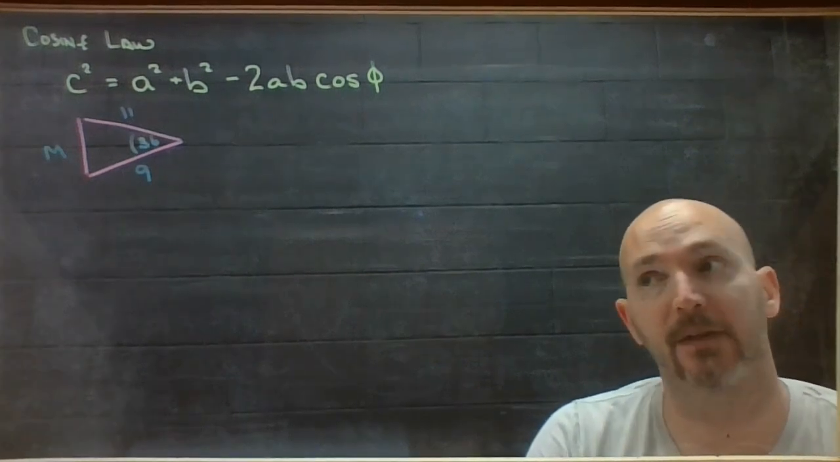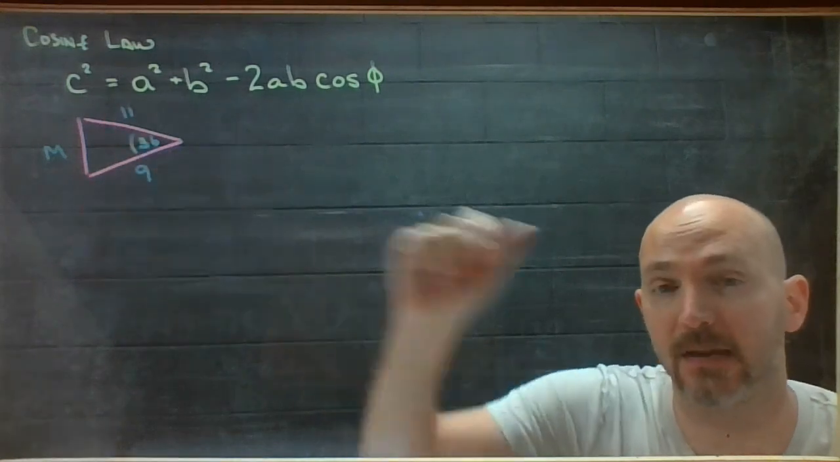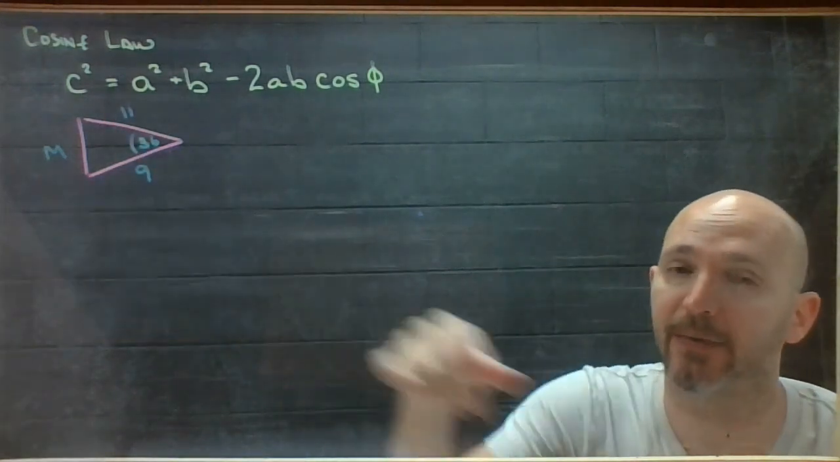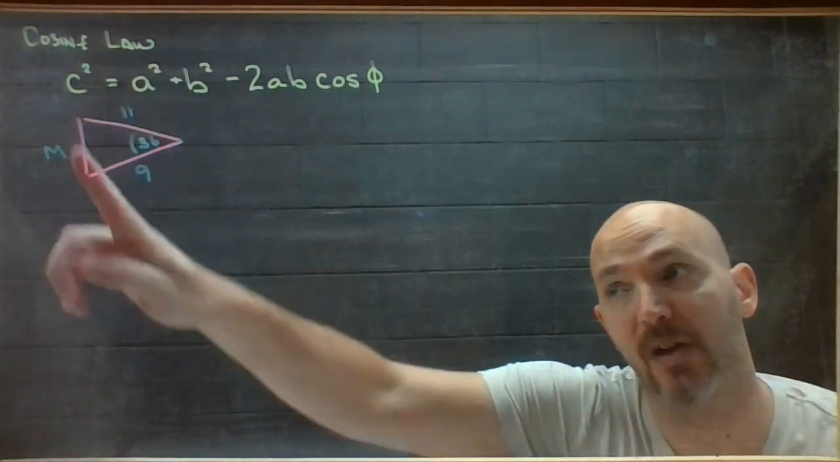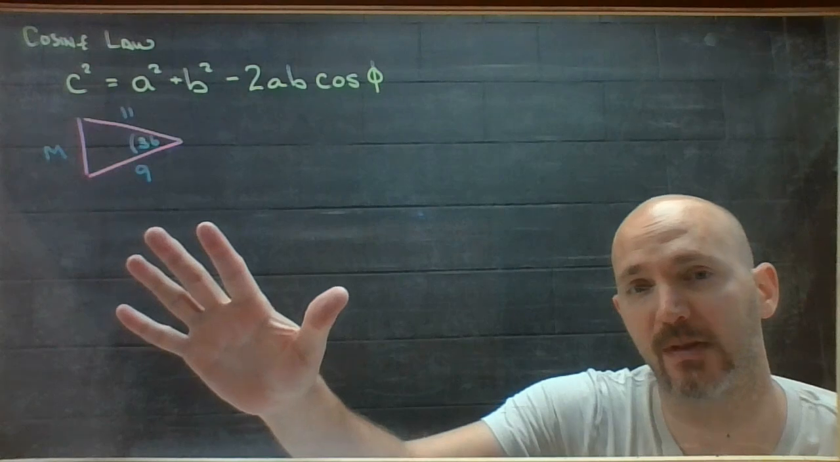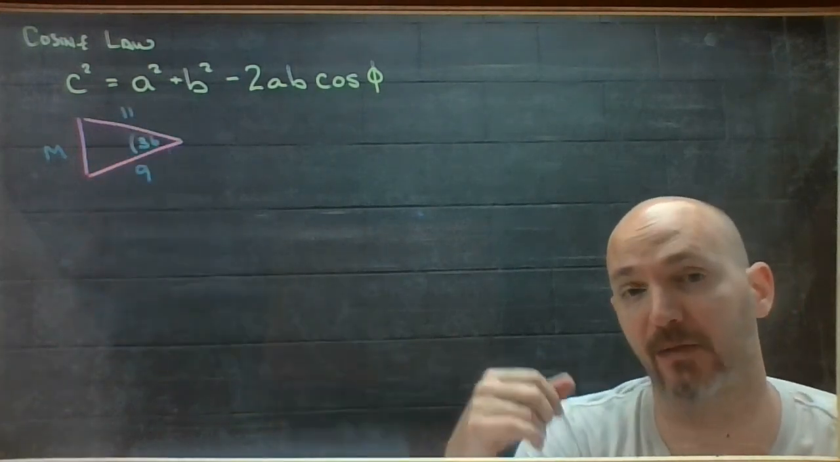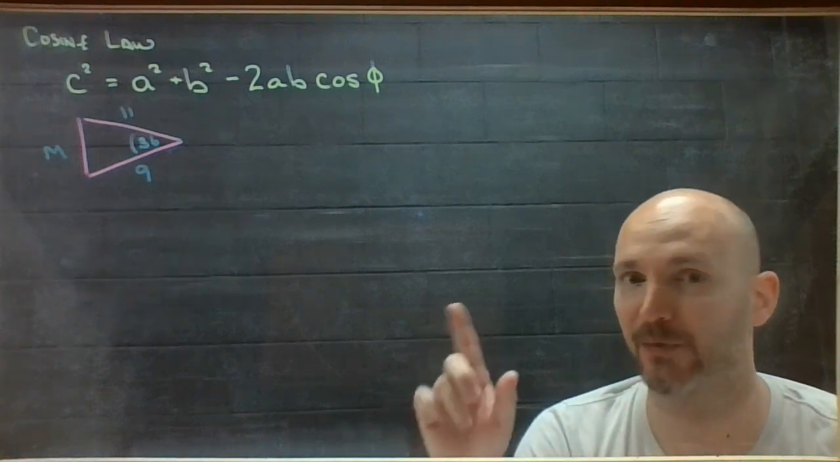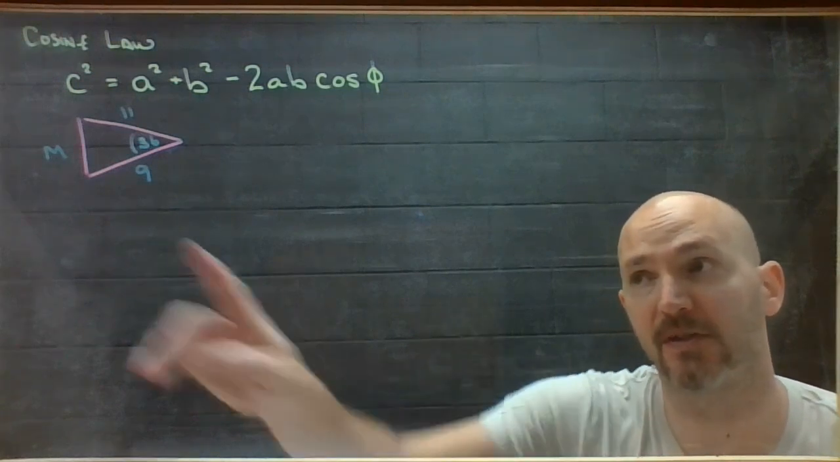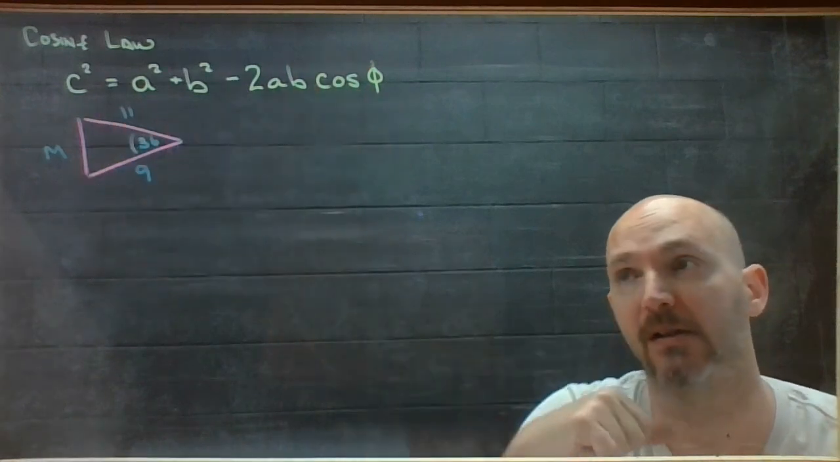I have a triangle here where I know an angle and I know two sides, and I'm being asked to find a third, and I have not been given a right angle. So I can't use basic SOHCAHTOA on this because it's not a right angle triangle. But never fear, that doesn't mean it's unsolvable. It just means a more complicated tool. So we're going to have to use cosine law.